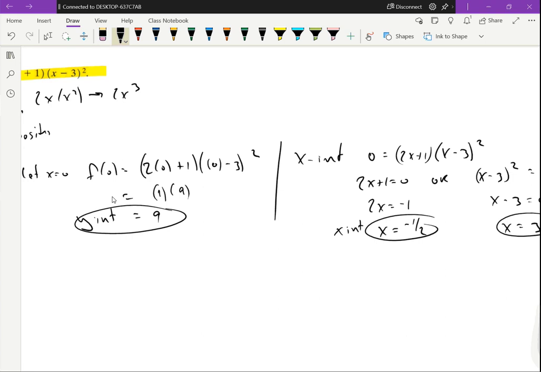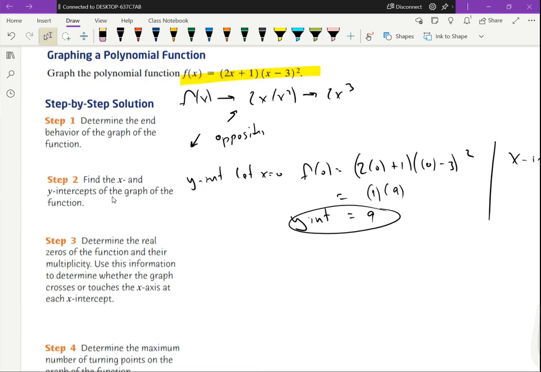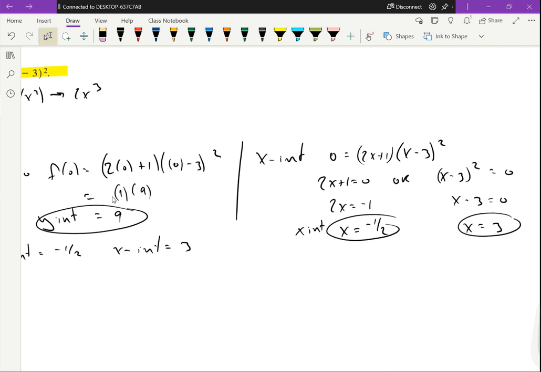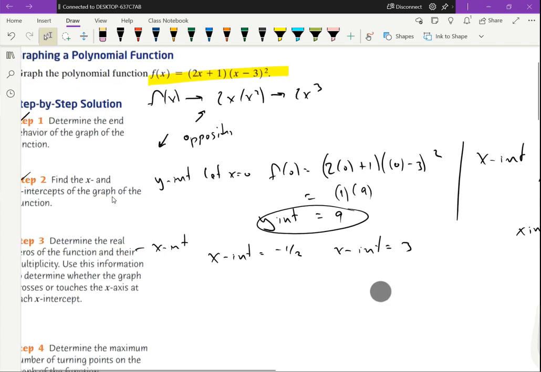So we know some things about our graph already. We've got step 1, step 2. Step number 3, let's determine the real zeros of the function and their multiplicities. The real zeros are when the function goes to 0, so these are the x-intercepts that we're interested in. We know that we have an x-intercept equal to negative 1/2 and an x-intercept equal to positive 3. That's what we just figured out over here. The other thing we want to figure out is their multiplicity.